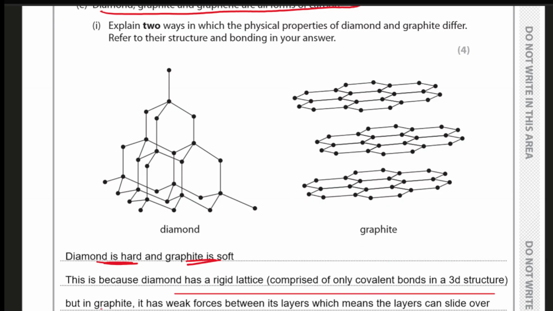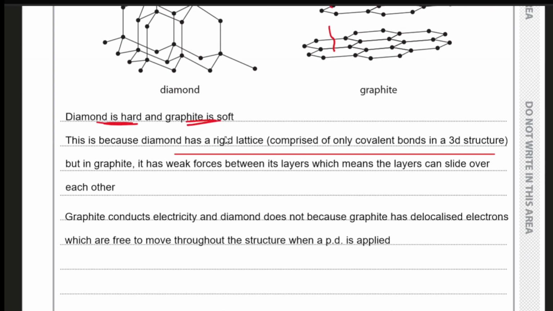But if you talk about graphite, they're in layers. There are weak forces between the layers. That means the layers can slide over each other if a force is being applied over them. So this is the reason why graphite is soft and diamond is hard.